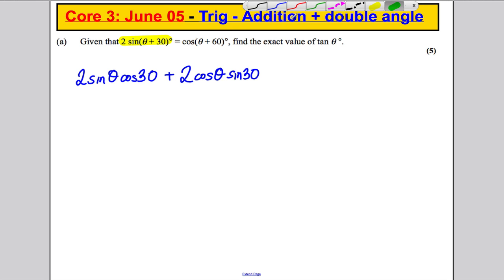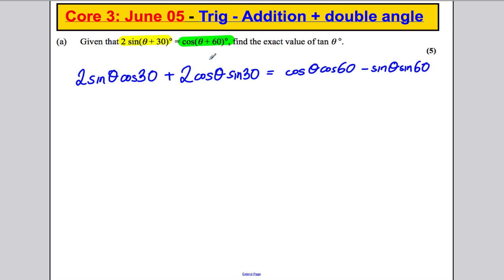And then let's do the other side here. We could say that that is equal to cos theta cos 60 subtract sine theta sine 60. That's given in the formula booklet. Okay, well, we should know the following.